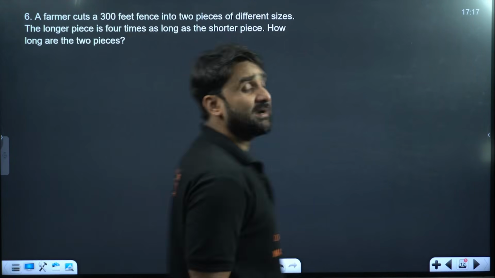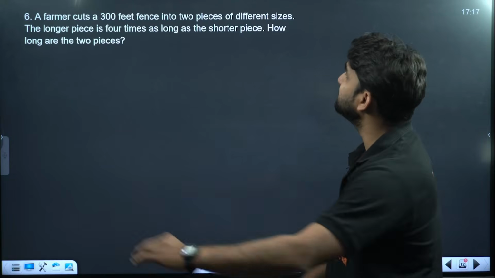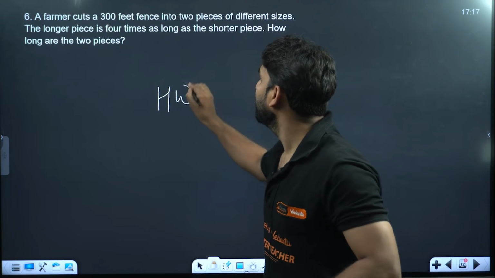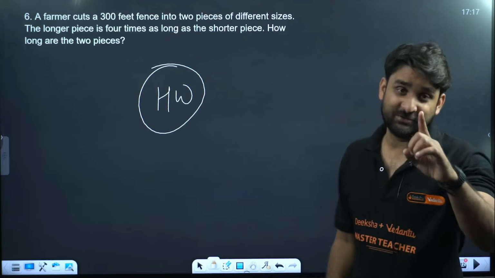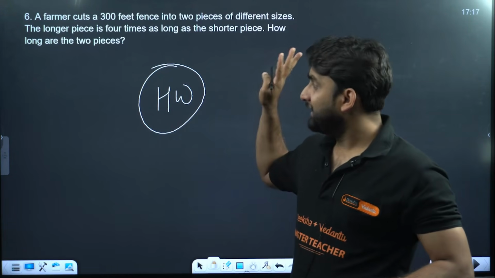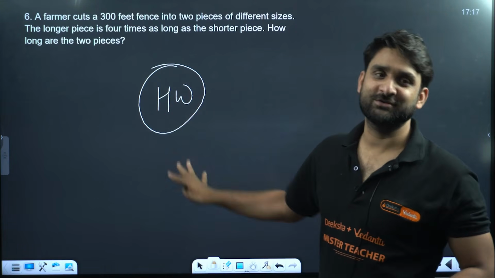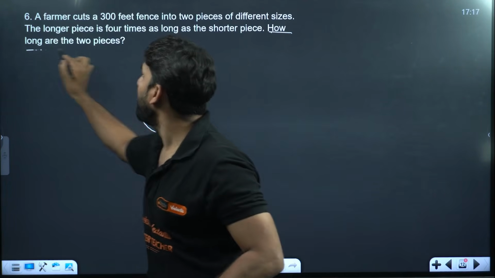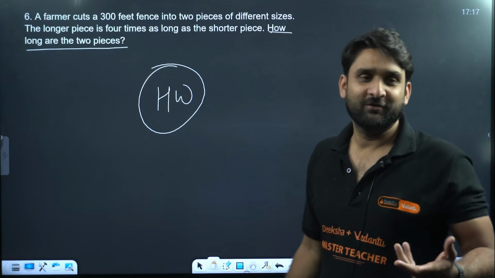Okay, a farmer cuts a 300 feet fence into two pieces. Very easy question, and I'm giving you this question for your homework, and I'll be waiting for your response, everyone. So let's check who can give me the correct answer of this question. So what you need to do, look at the question. How long are the two pipes? I don't know. We are talking about two pipes.